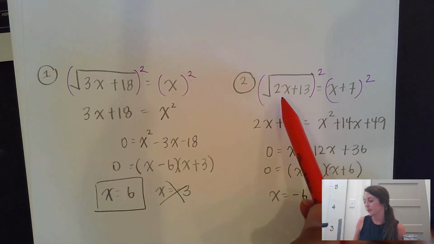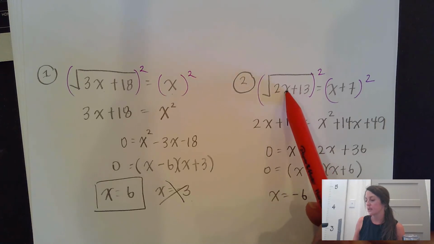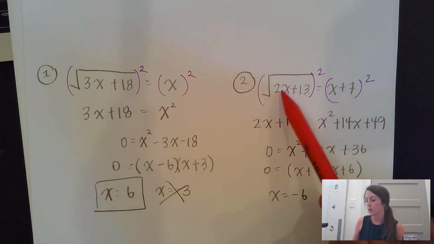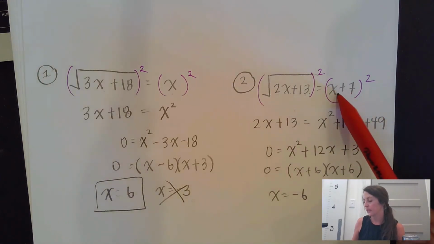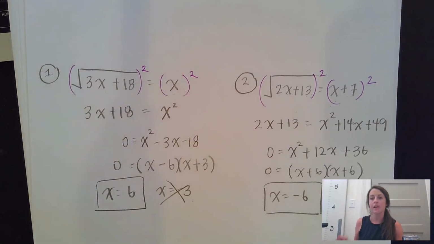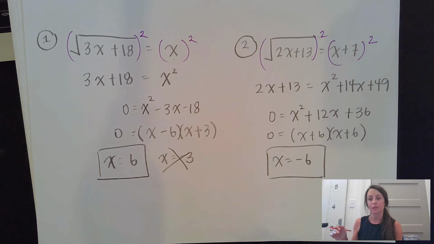Alright, so when I plug in negative 6, 2 times negative 6 is negative 12. Negative 12 plus 13 is 1. Square root of 1 is just 1. Negative 6 plus 7 is positive 1. So our solution here can be negative, as long as it doesn't make the radical equal to a negative value. Okay.